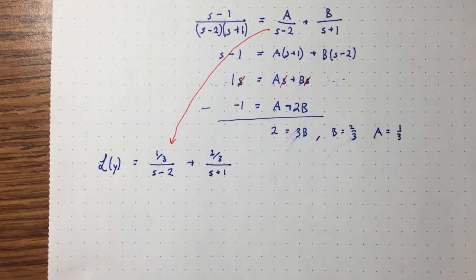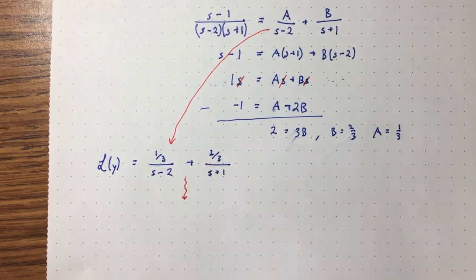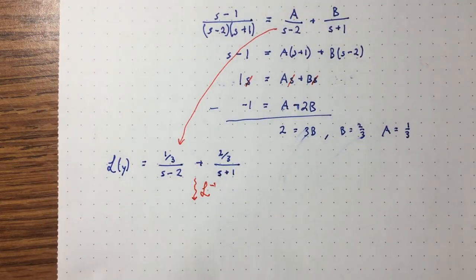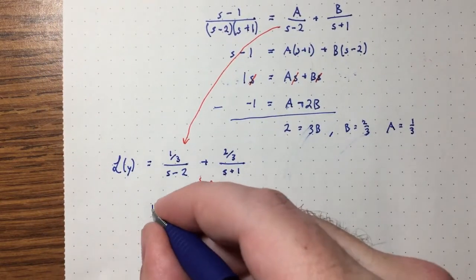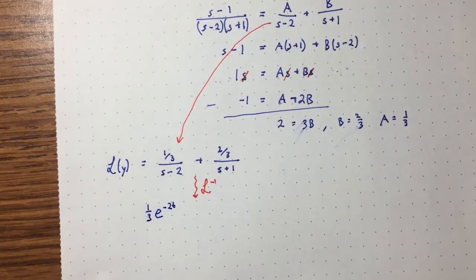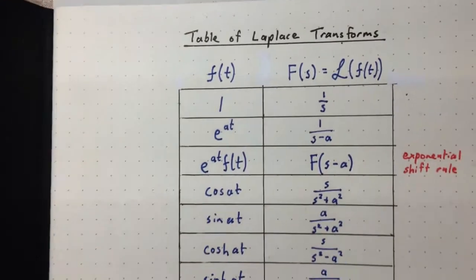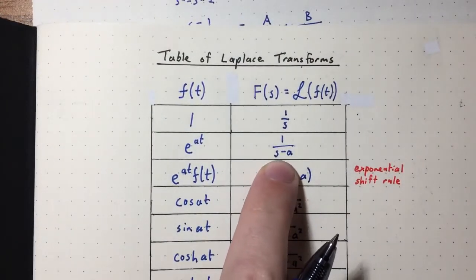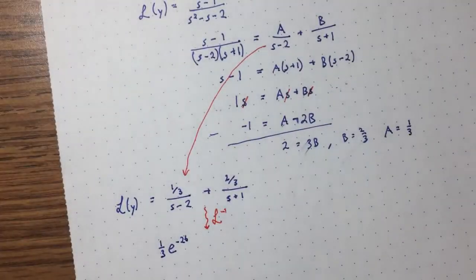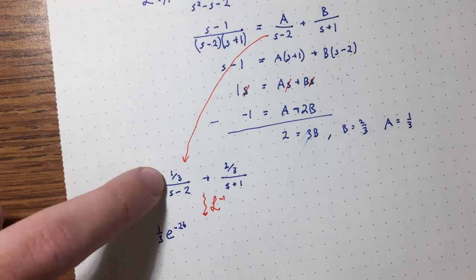Now we're ready to take the inverse Laplace transform. And what do we get? So this one just becomes 1/3 e to the negative 2t. Did you remember that formula? So that's this one here. Okay. Inverse Laplace transform of 1 over s minus a is e to the at. And this constant just comes outside.